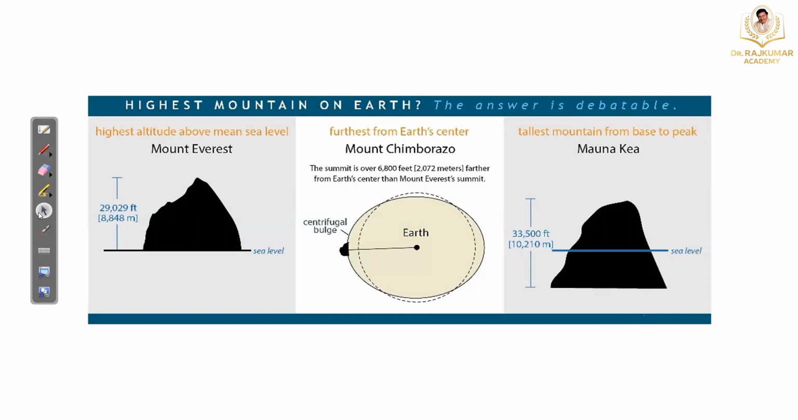Neither is it Mount Everest nor Mauna Kea, but this mountain called what? Mount Chimborazo. Chimborazo. You tell me why? How can Chimborazo be that farthest point? Everything is there.